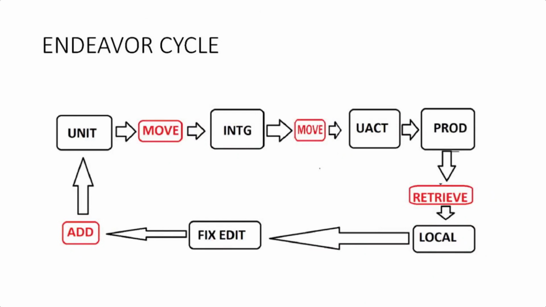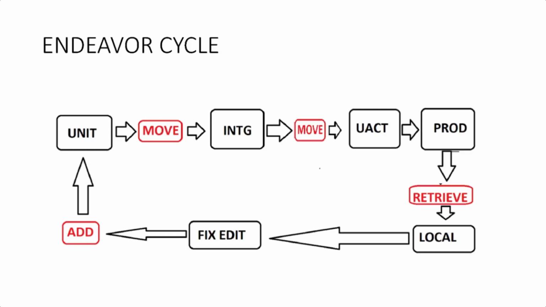If it is a new development, we don't worry about the retrieve method. We can ignore it, and we will start developing from scratch in the local PDS. Then we will write the code changes, use the add method to add to the unit testing, then the move method to move to integration, then another move method for user acceptance, then deployment to production.